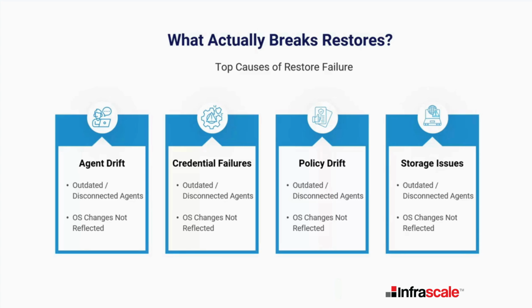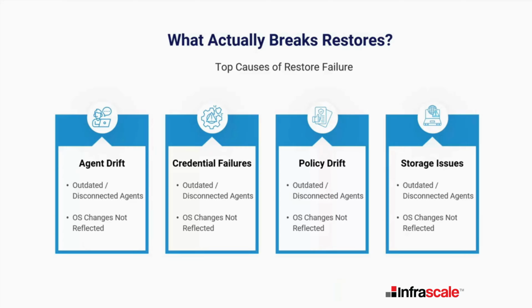Second, credential failures. This is one of the most common and most overlooked issues. Credentials expire, passwords get rotated, permissions change. And when that happens, backups might still run, but not completely or not correctly. For example, you might lose access to certain applications, databases, or system states. The tricky part is it doesn't always show a hard failure. So again, everything looks fine until you actually try to recover.